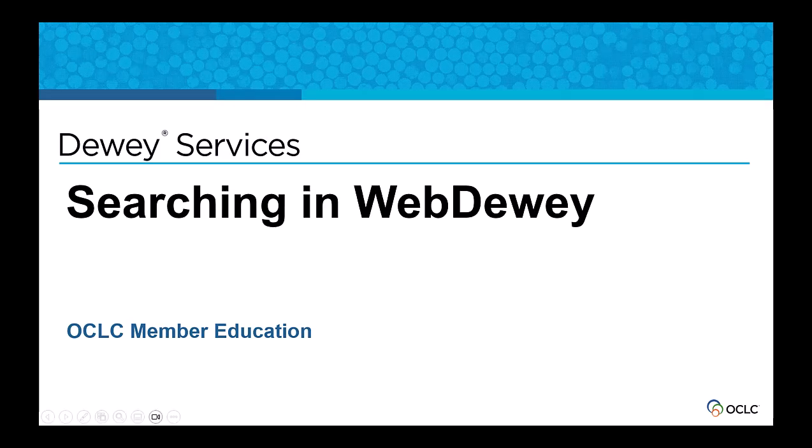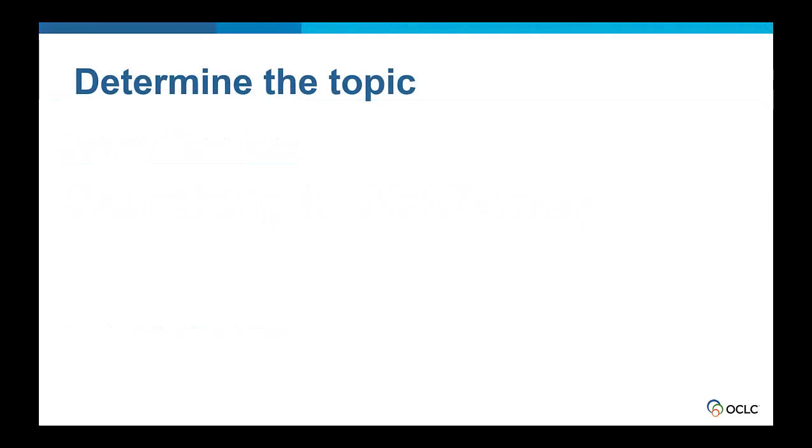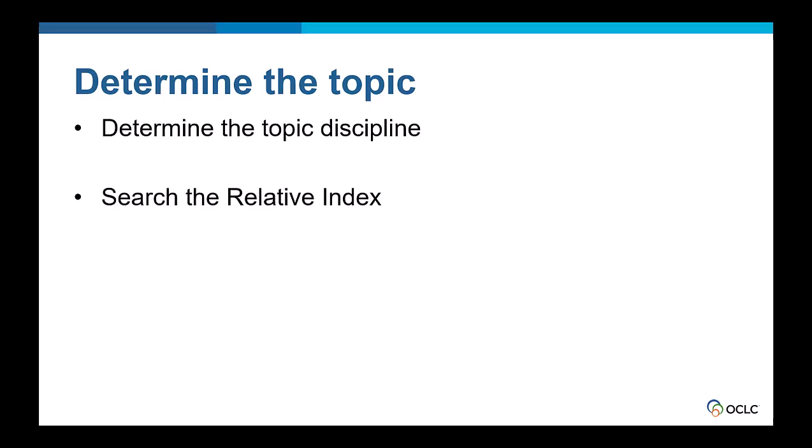In this video, you will see the various search options available in the Dewey database to search for and retrieve DDC numbers. Before beginning your search, determine the desired topic. The topic may appear in several disciplines in Dewey. For example, technology can be found in computers, medicine, engineering, or agriculture. You can search the relative index to check how the topic is treated in each discipline.